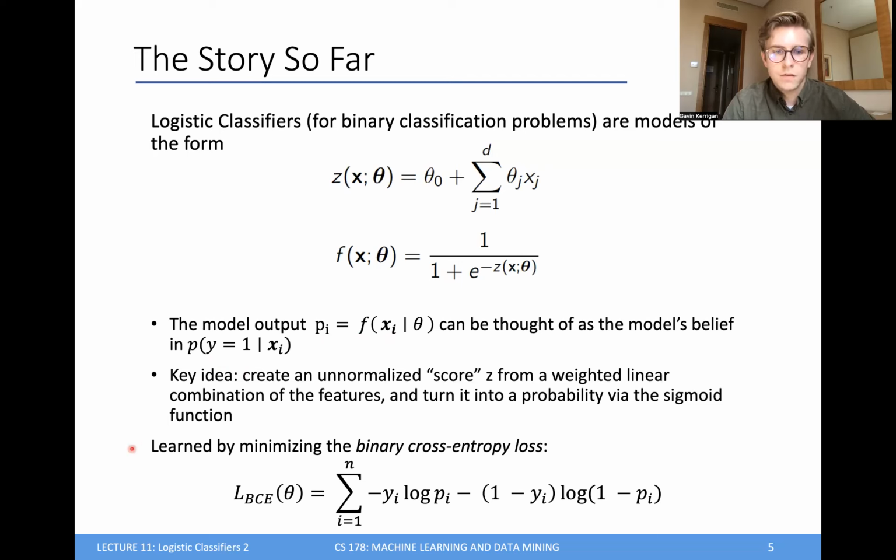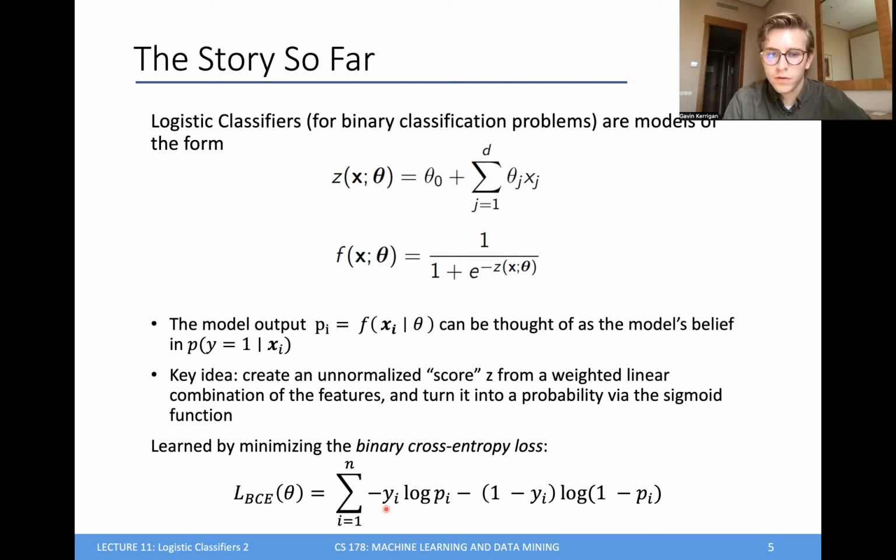To actually learn these models, we invented a new loss function in the previous lecture called the binary cross entropy loss. So this is this L sub BCE that I have written on the slide. What this really is, is a sum over all of my training data of the true label, y sub i, times the log probabilities. So by minimizing this binary cross entropy loss, what we're actually doing is maximizing the model's predicted probability for each of the correct classes in our data set.